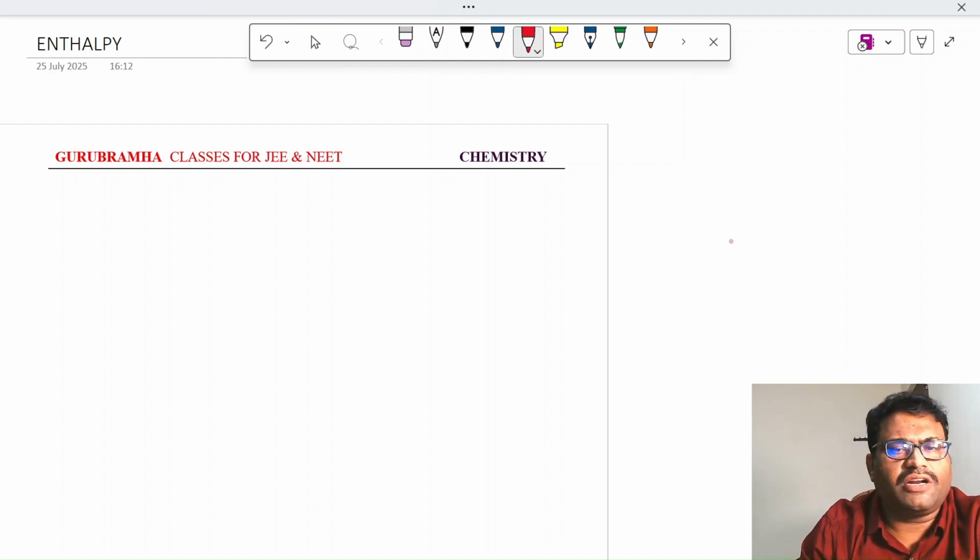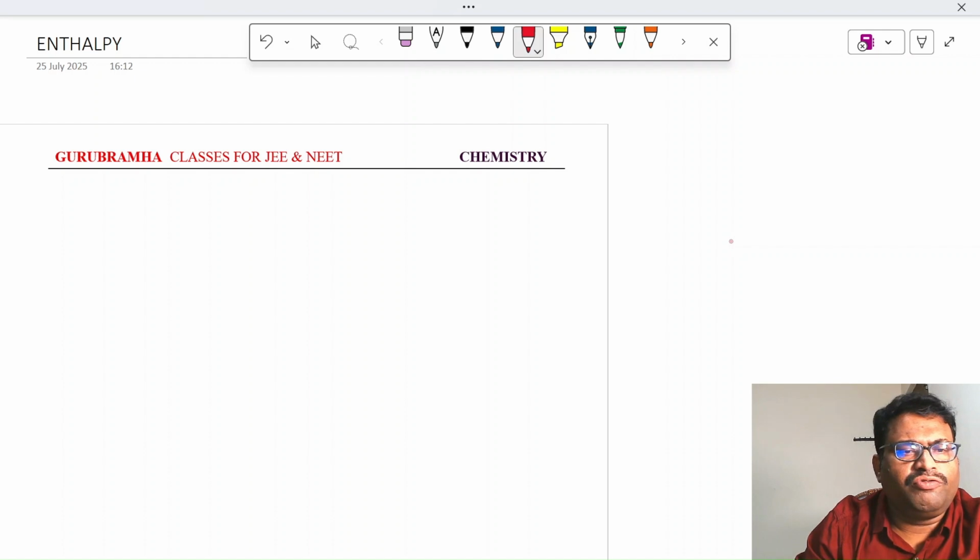We are in the chapter thermodynamics. In today's session, we are going to learn about types of enthalpies of a reaction. There are different types of enthalpies. We already studied what is meant by enthalpy.